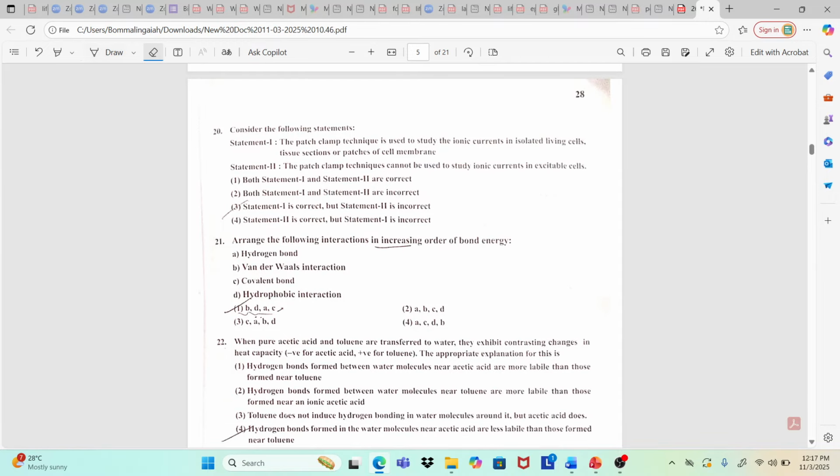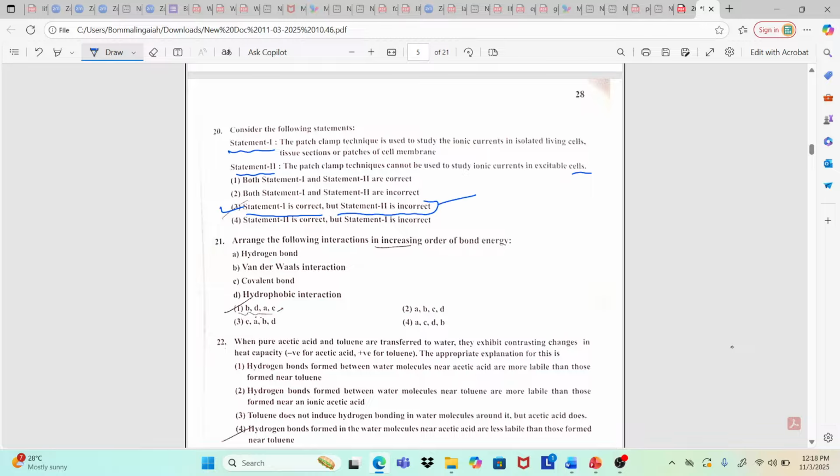Question number 20. Consider the following statements. Statement 1 says the patch clamp technique is used to study the ionic currents in isolated living cells, tissue sections or patches of cell membrane. Statement 2 says the patch clamp technique cannot be used to study ionic currents in excitable cells. So option number 3 is the correct answer. That means statement 1 is correct, but statement 2 is incorrect. This option is correct. Okay.